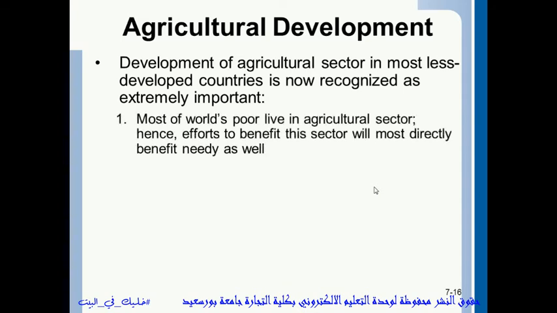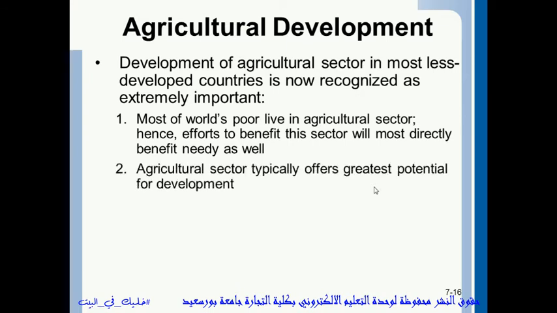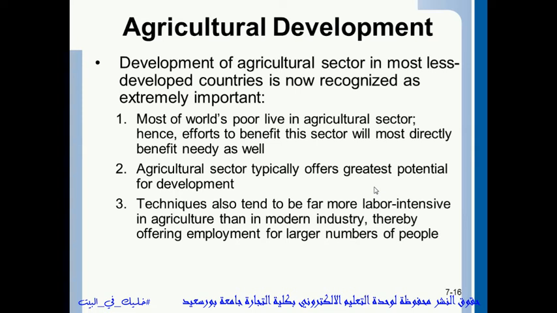Most of the world's poor live in the agriculture sector, hence efforts to benefit this sector will most directly benefit the needy as well. The agriculture sector typically offers greater potential for development. Techniques also tend to be far more labor intensive in agriculture than in modern industry because agriculture absorbs more employment, thereby offering employment for a large number of people.